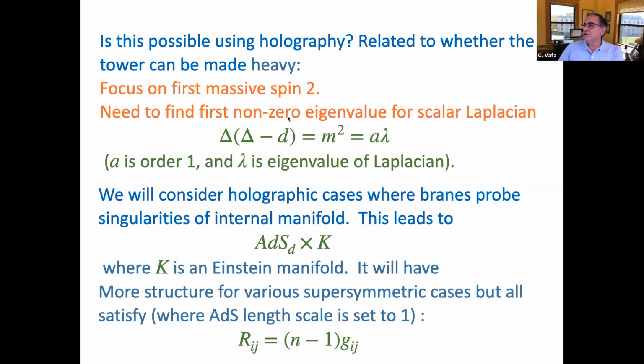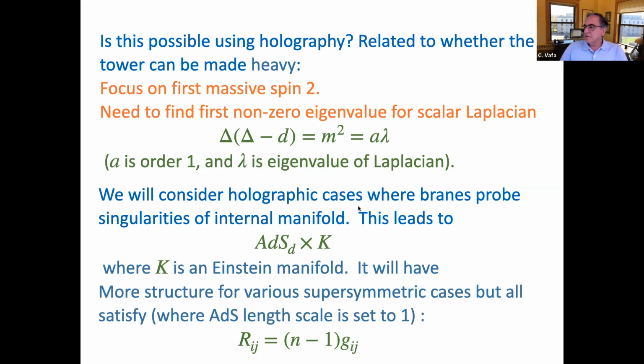We need to find the first non-zero eigenvalue for the Laplacian, and if the eigenvalue of the Laplacian is lambda, then the corresponding dimension of the operator will relate to it by a formula like this in dimension d, where a is some order 1 number, depending on which model, which particular theory we're considering.